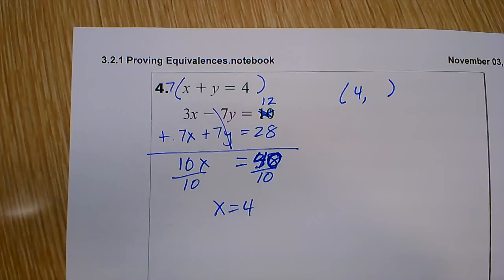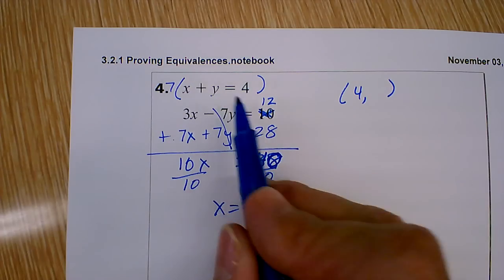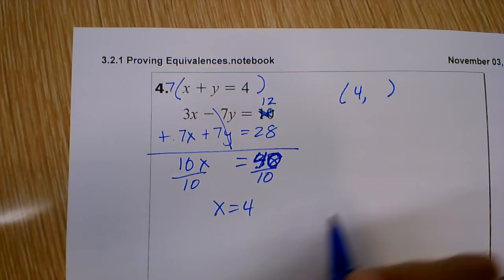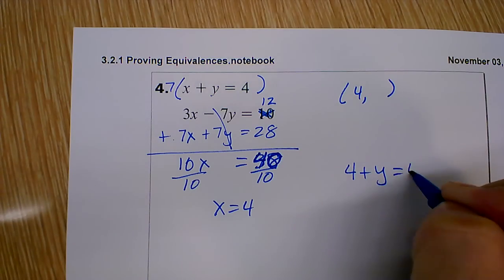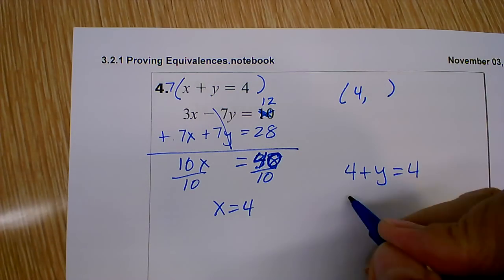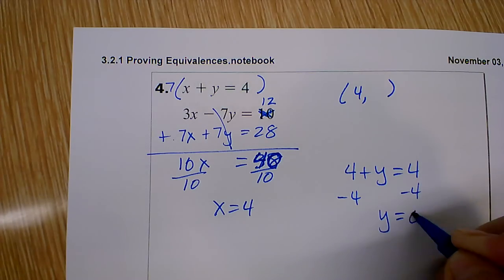I know the x coordinate. Next, I take my 4, plug it back into one of my original equations. So 4 plus y equals 4. Subtract 4 from both sides, y equals 0.